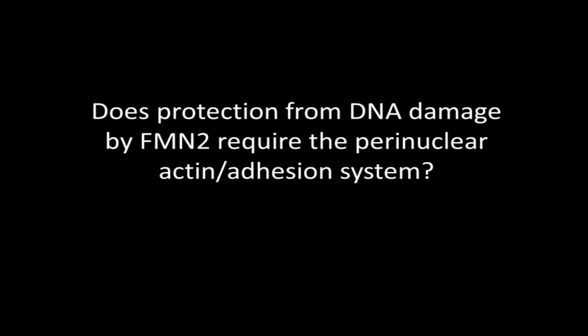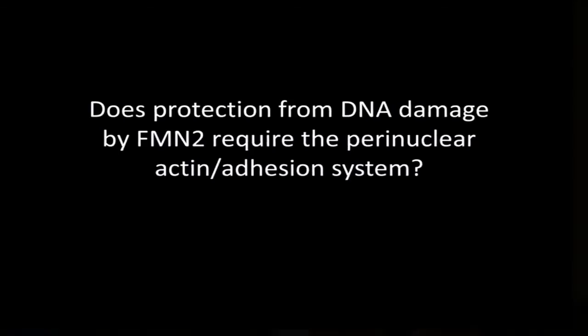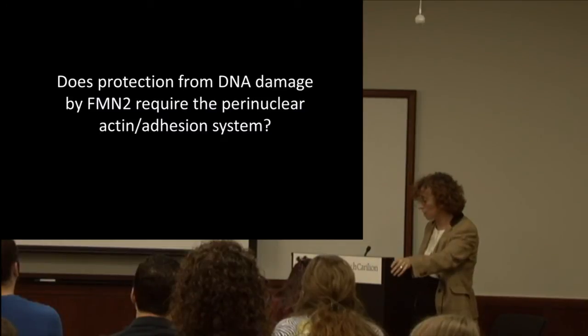Okay, so formins have other things on them besides an actin polymerization domain. They have these other parts that mediate their targeting. This protein has recently been shown to have an interaction with P21. So we wanted to know if the actin polymerization activity of this protein was required for protecting the cell from DNA damage and promoting its survival.